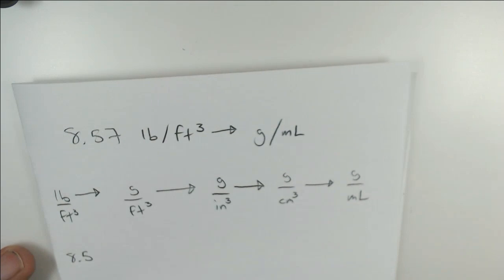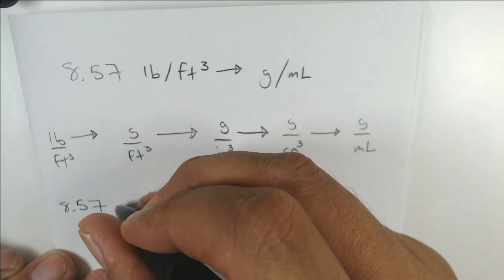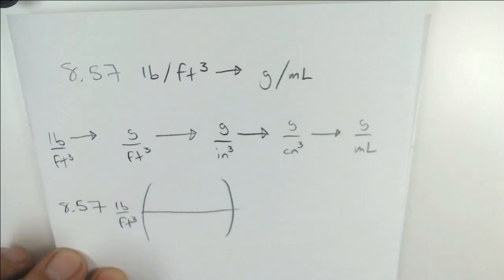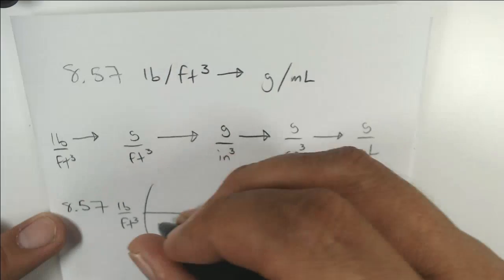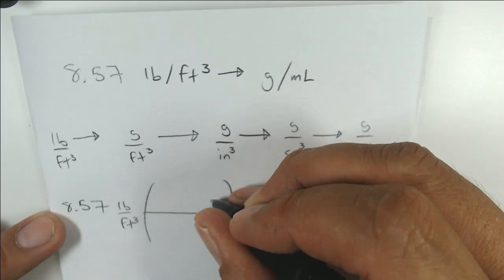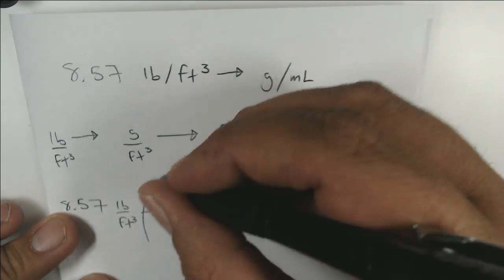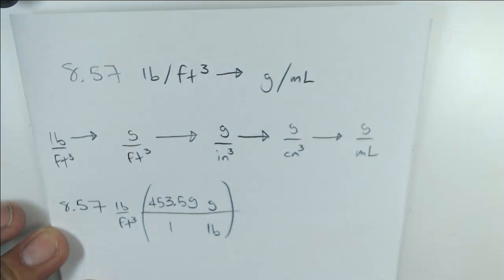Right, so let's go ahead and set this up. So 8.57, and the units here are pound per feet cubed. The conversion factor that we were given, I believe it's 450 something. Yep. So notice there I put the pounds in the bottom, and I believe it is 453.59 grams per 1 pound.